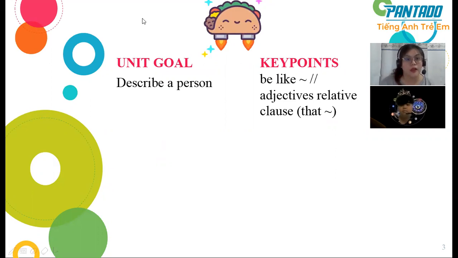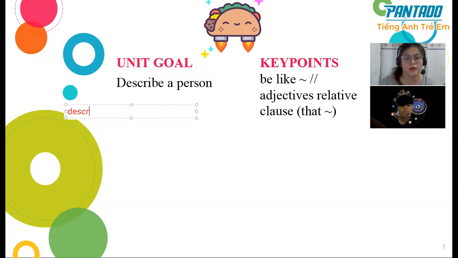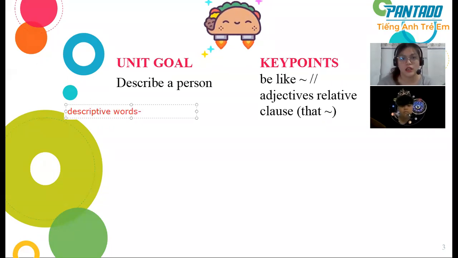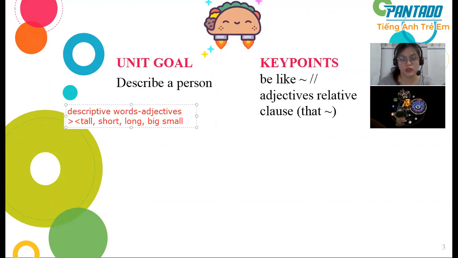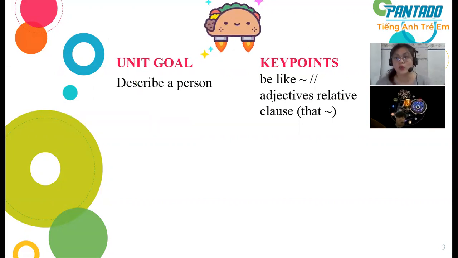So do you remember our discussion from a long time ago about descriptive words? Okay, they are adjectives. Remember that one? For example, tall, short, long, big, small. Okay, those adjectives. But in today's lesson, we are going to find out what adjectives we use to describe a person, the physical appearance of a person. And then we have key points like be like, adjectives, relative adjectives and clause that. So later on we'll find out what those are.